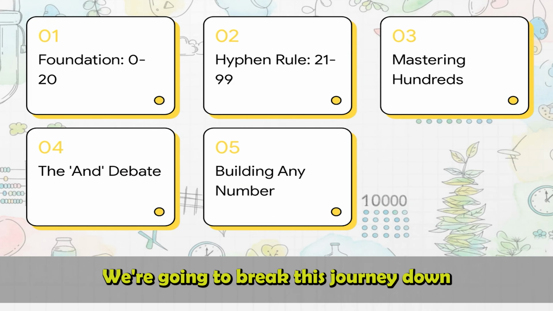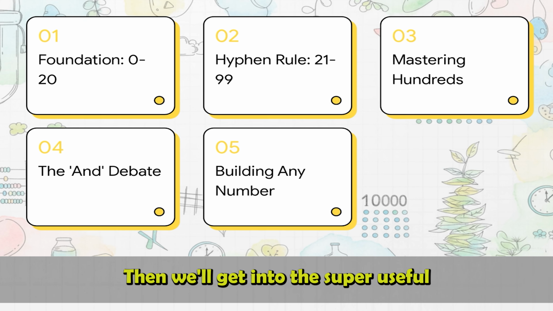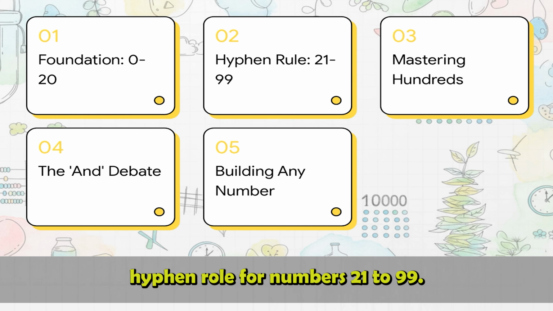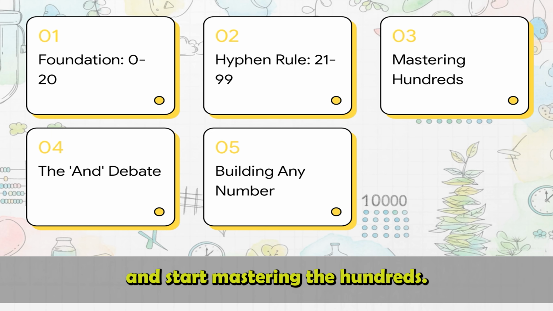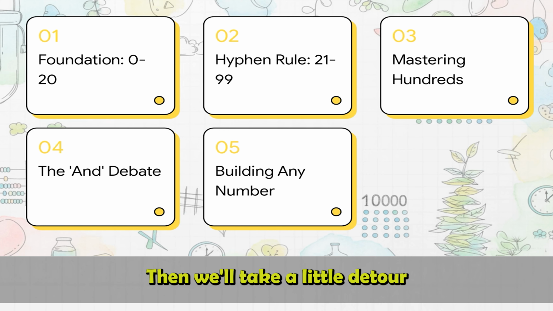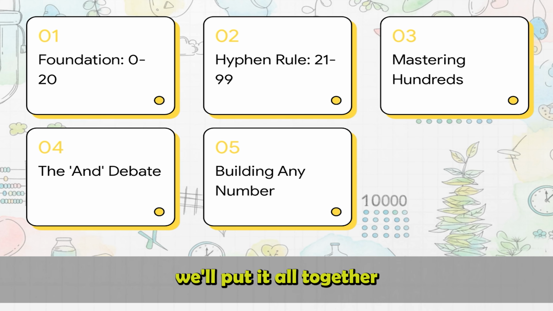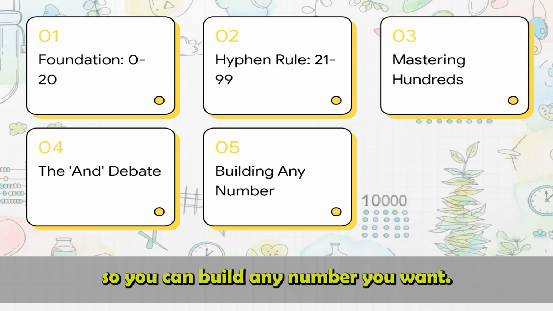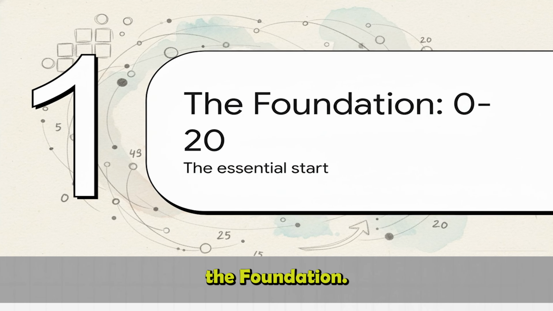We're going to break this journey down into 5 simple parts. First up, we'll build the foundation. These are the numbers from 0 to 20 that you just have to know. Then we'll get into the super useful hyphen rule for numbers 21 to 99. After that, we'll level up and start mastering the hundreds. Then we'll take a little detour into what I like to call the great and debate, which is a fun difference between American and British English. And finally, we'll put it all together so you can build any number you want. All right, let's dive right into part 1, the foundation.